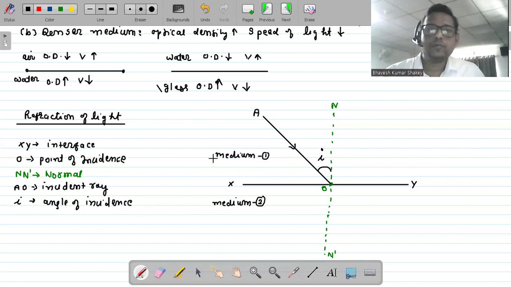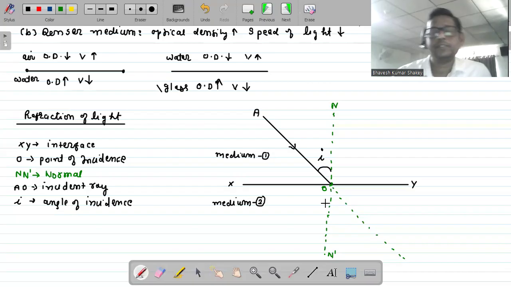Okay, so by knowing this property of light, I can say if there is no interface, then this light ray can travel like this. But what happens when the optical density of both the mediums is different? The optical density of medium 1 is different and the optical density of medium 2 is different.